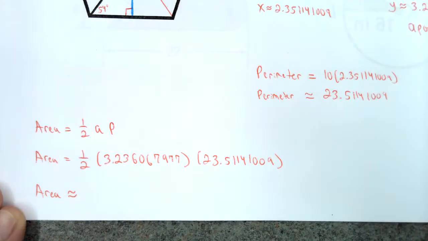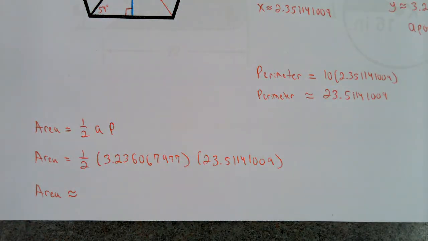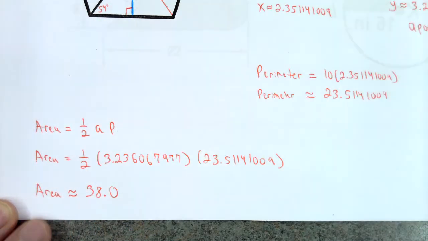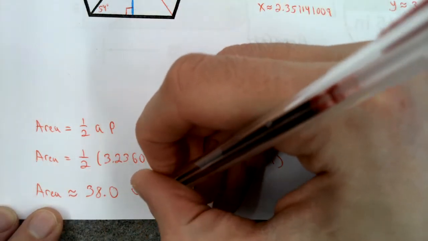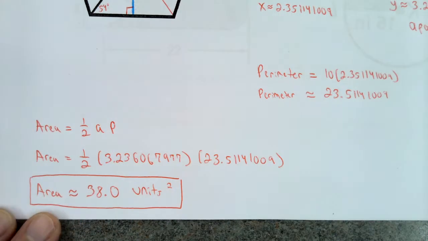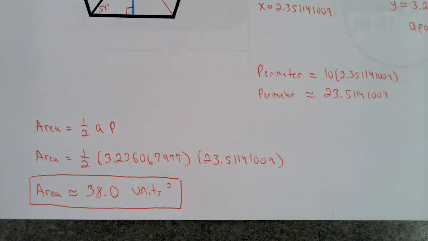Now we'll round to the nearest tenth like the problem said. Okay? So let's multiply those numbers out. It should come to about 38.0422, so I'll say 38.0, I'll put units squared.